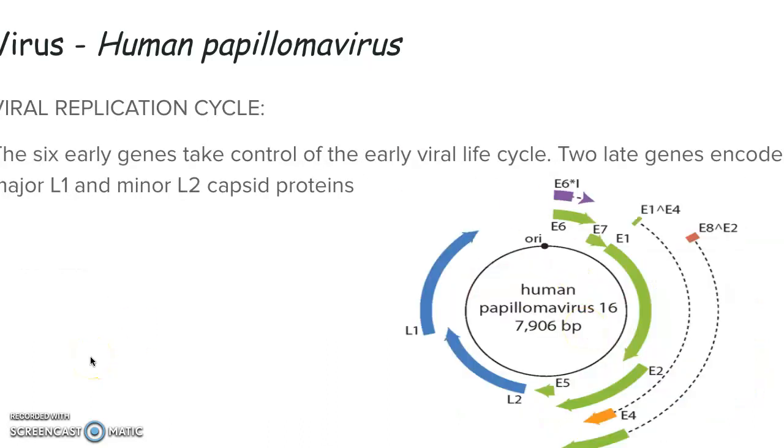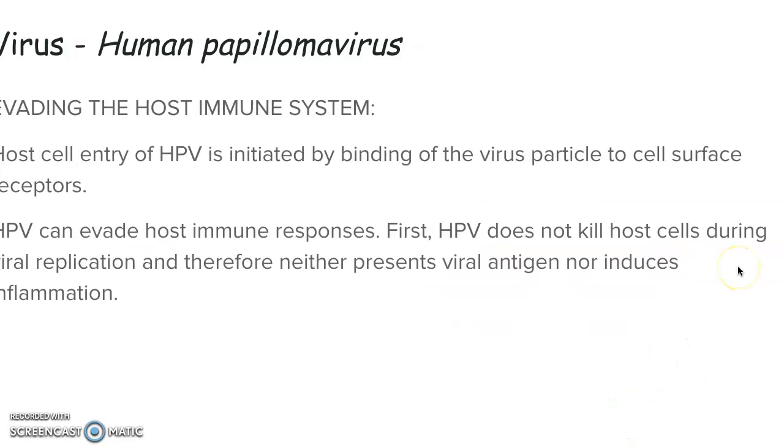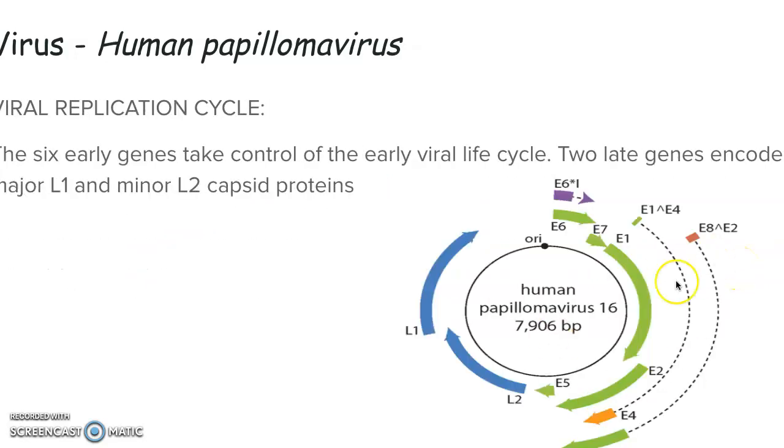The viral replication cycle is that it takes 6 early genes to take control of the early viral life cycle, and 2 late genes to encode major L1 and minor L2 capsid proteins. And this is a little diagram of the cycle itself. So L1 and L2, which is the late stage, and then the late genes that encode it, and then these are the early stages.